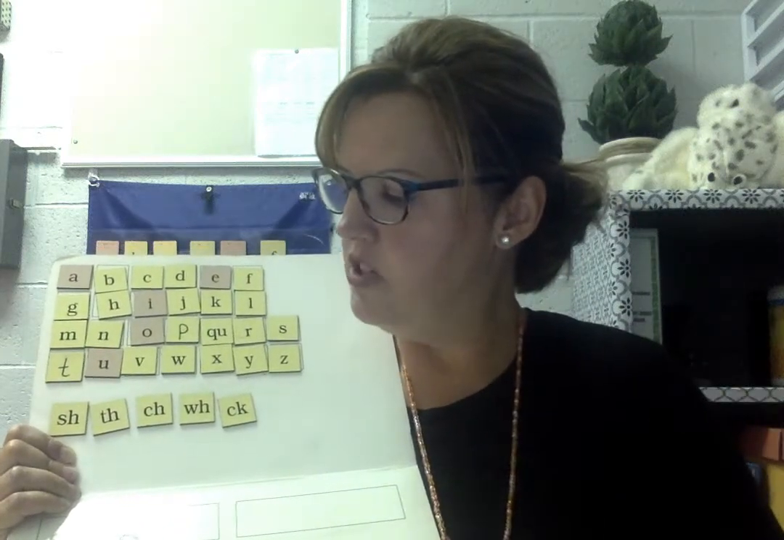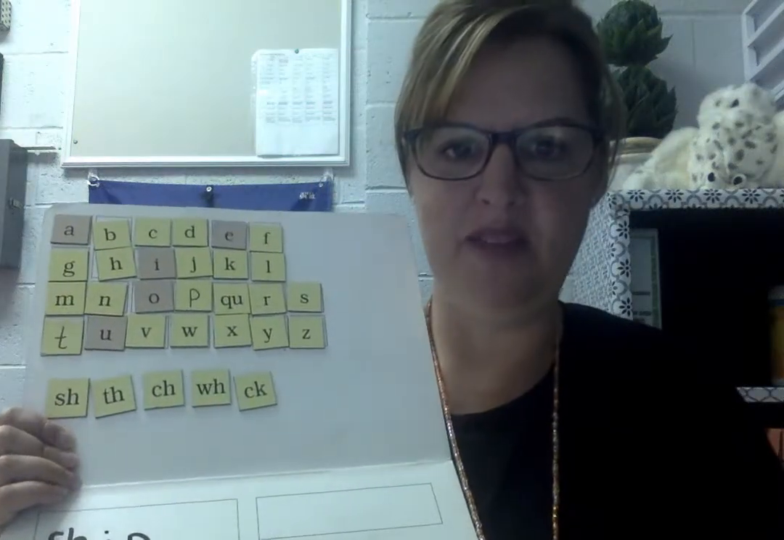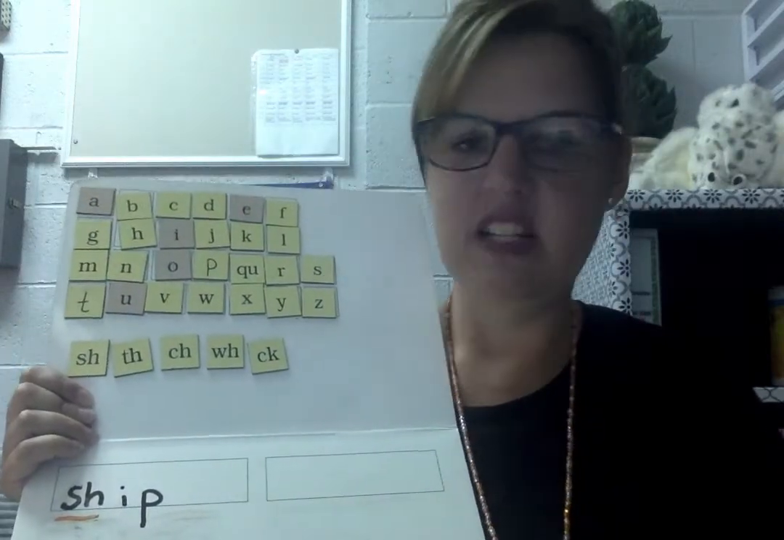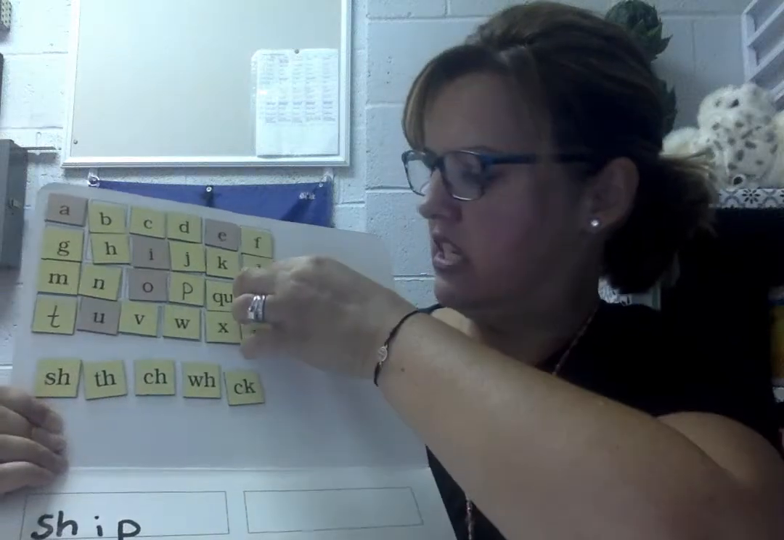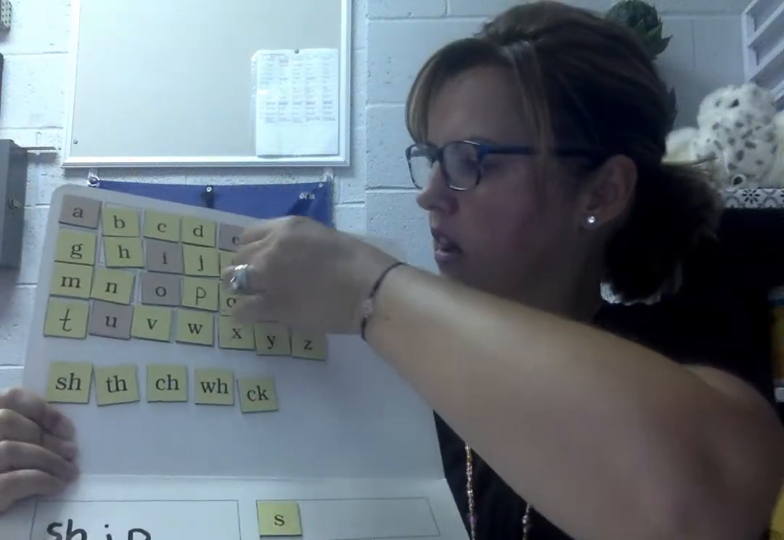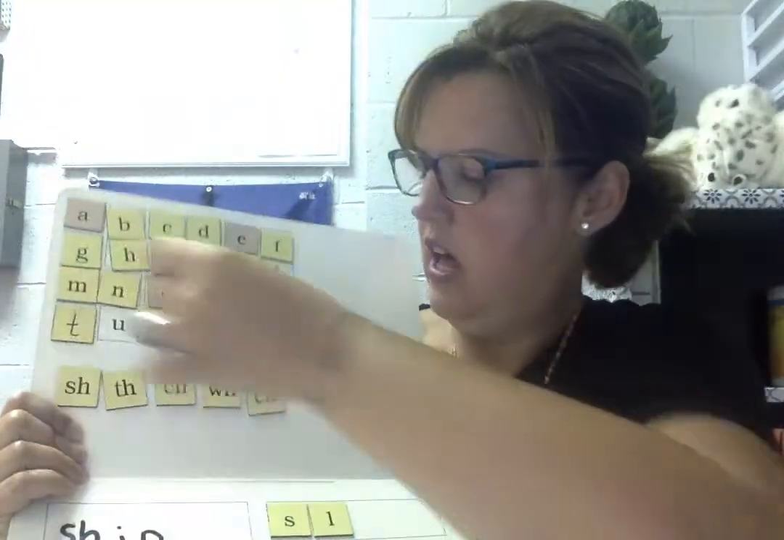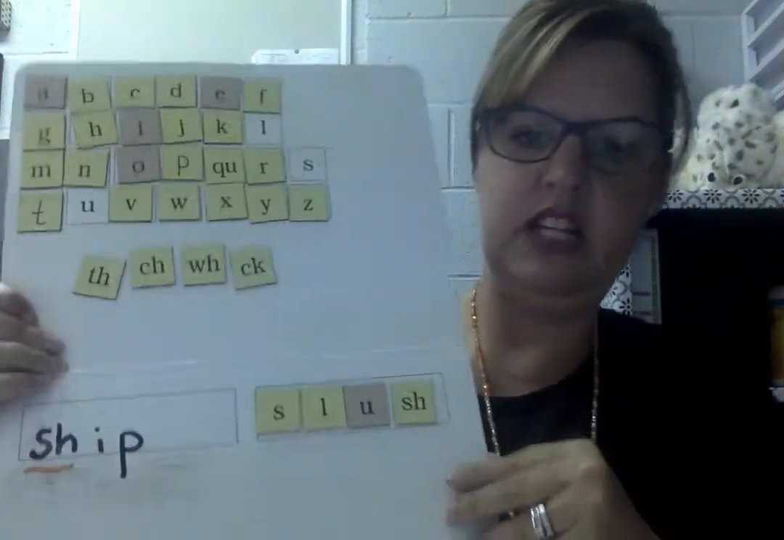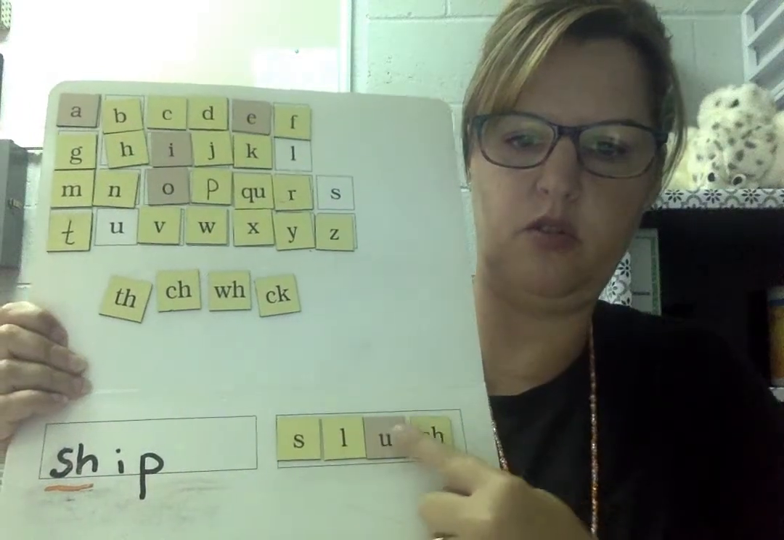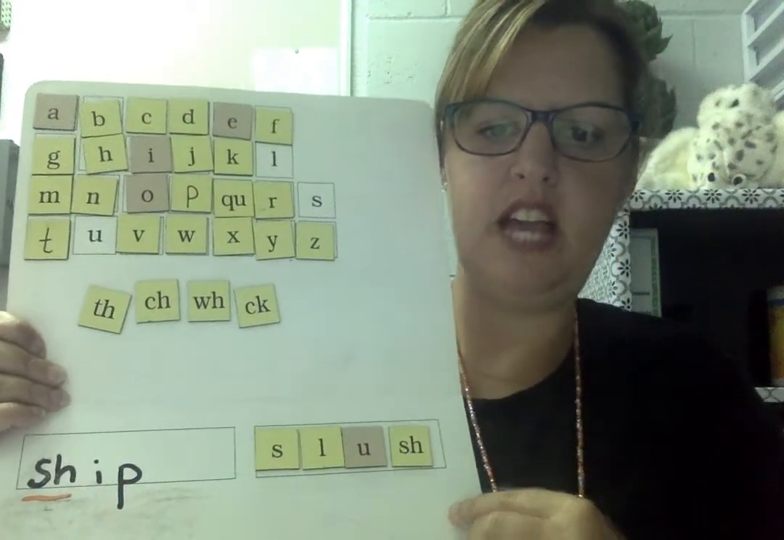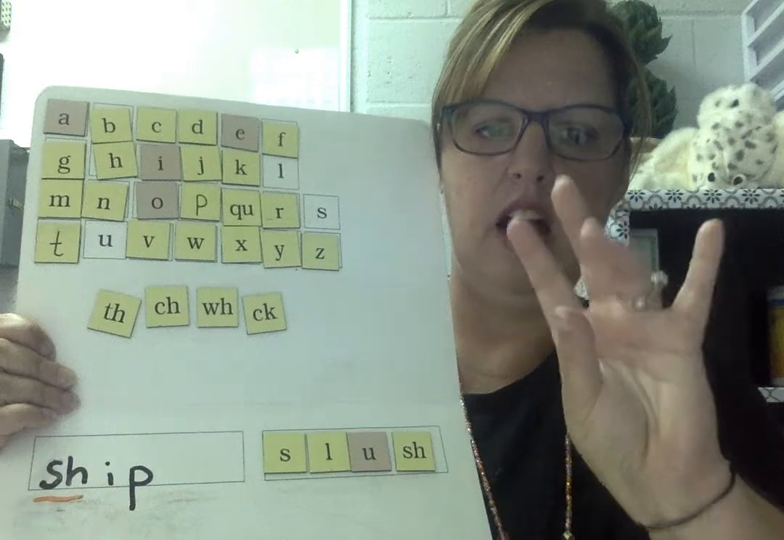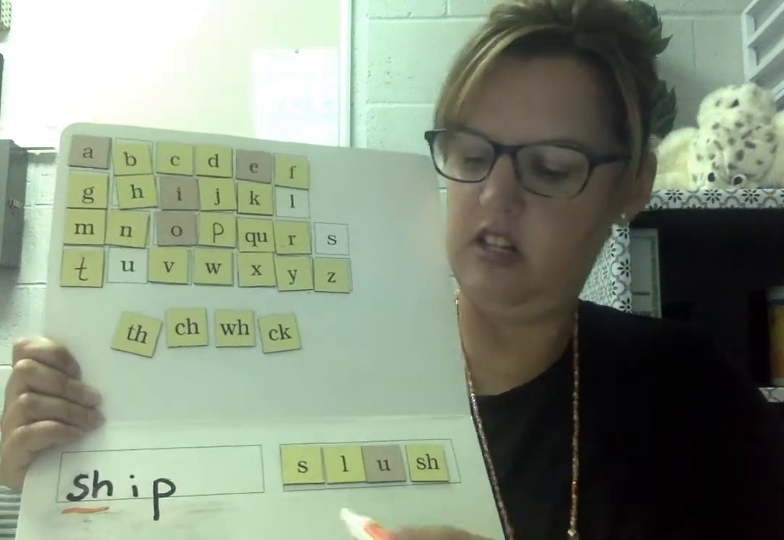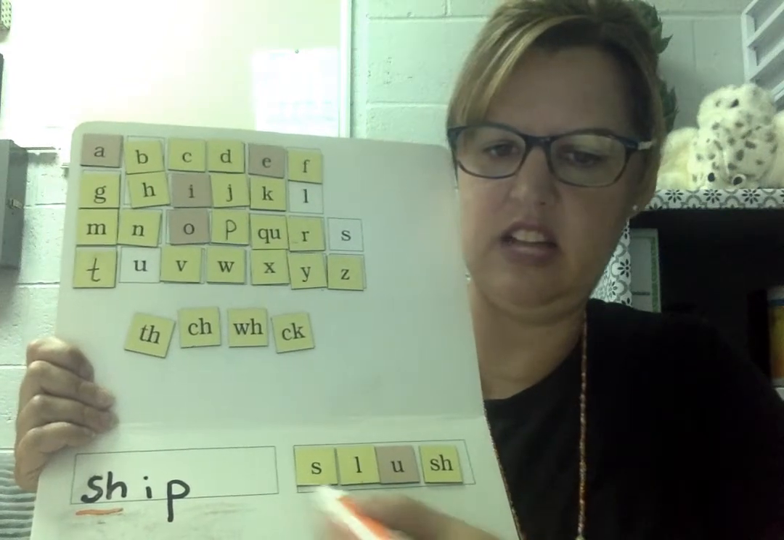All right, I want to trick you a little bit and include a blend and a digraph. So now we're going to make the word slush. S, L, U, SH. So in this case, right away, 1, 2, 3, 4 tiles. That means 4 taps. S, L, U, SH, slush.